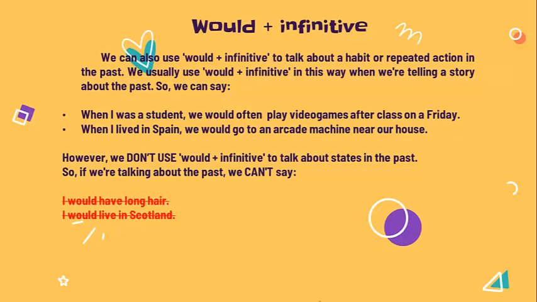However, we don't use would plus infinitive to talk about states in the past. So if we're talking about the past, we can't say, I would have long hair. I would live in Scotland, okay? We don't use it to talk about states in the past, okay? Only when we're telling a story about the past, okay?